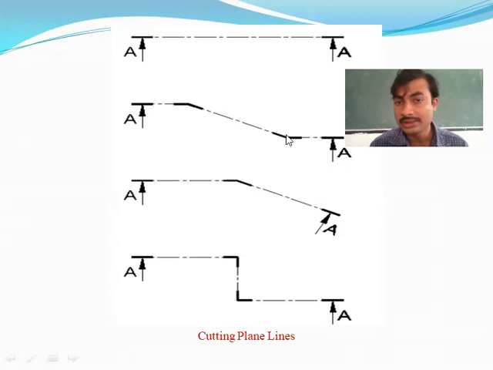Once again, here there is a change of direction. You can observe clearly here. Once again, here there is a change of direction. The line becomes dark, and this is the ending of the section plane or cutting plane. Similarly, the third and the fourth one.